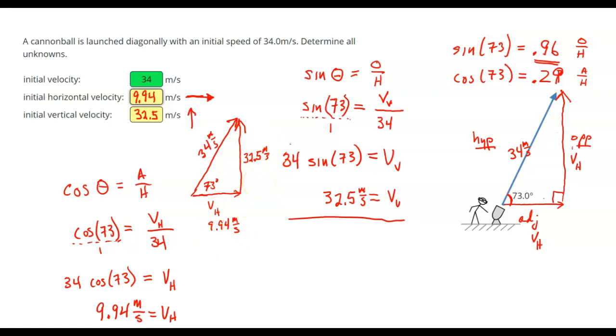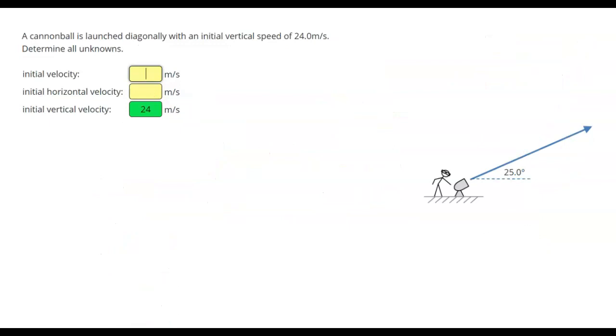All right, let's try and do one or two more, and hopefully that will explain things. Here's another problem. This time it's a 25-degree angle. This problem is a little bit different. Now they're not telling us the initial velocity coming out of the cannon. They're telling us the initial vertical velocity, the velocity in the upward direction.